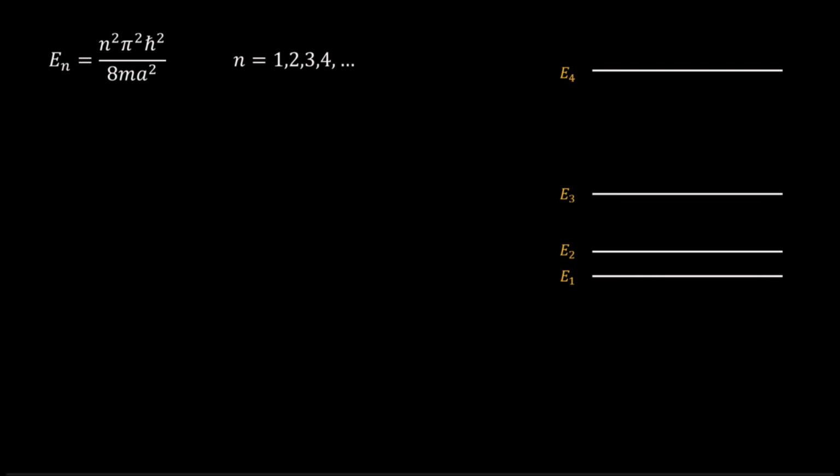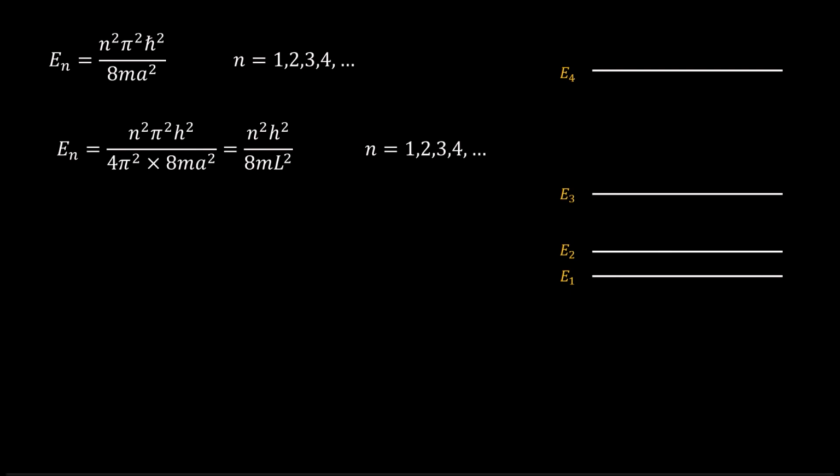Combining equations 7 and 9, we can write the expression for energy as En = n²π²ħ²/8ma², with n = 1, 2, 3, 4, etc. Obviously, the energy is quantized. It cannot have any arbitrary energy value. Since 2a equals L, the length of the well, this equation can be written as n²h²/8mL², which is the same as we have seen for the particle inside a box of length L.